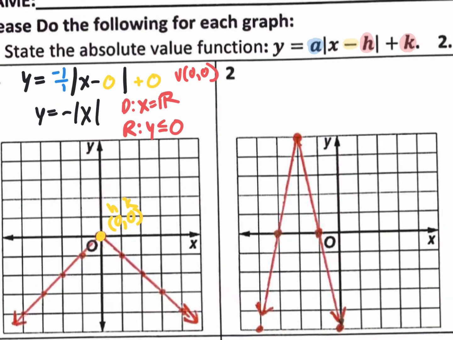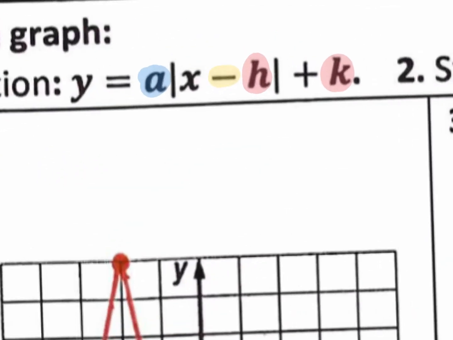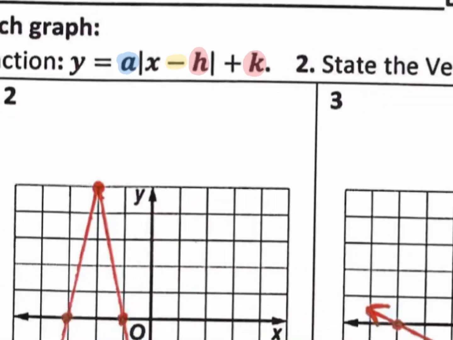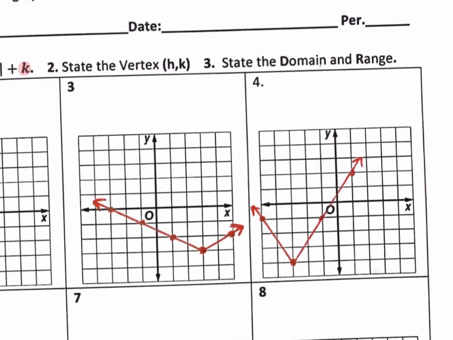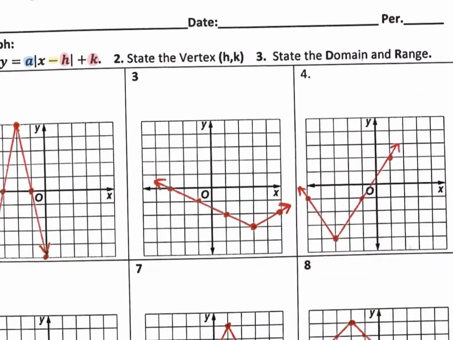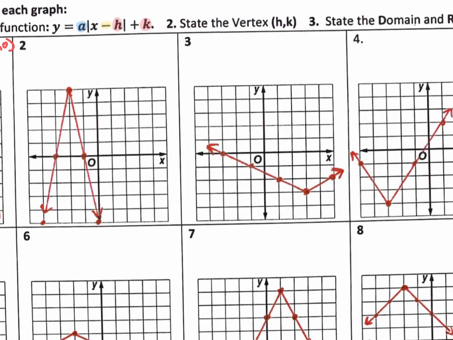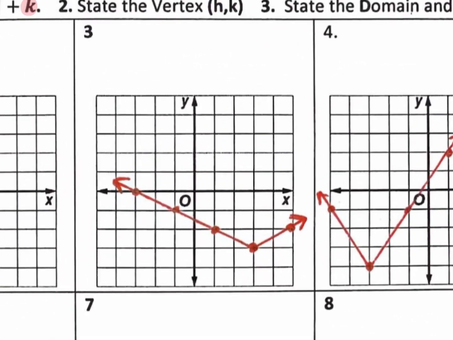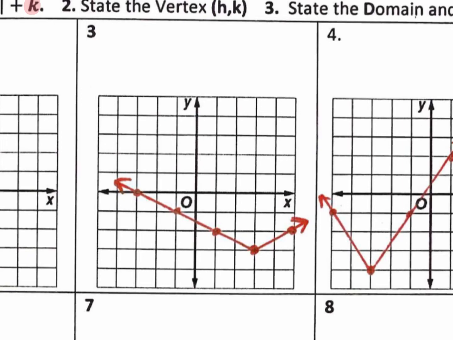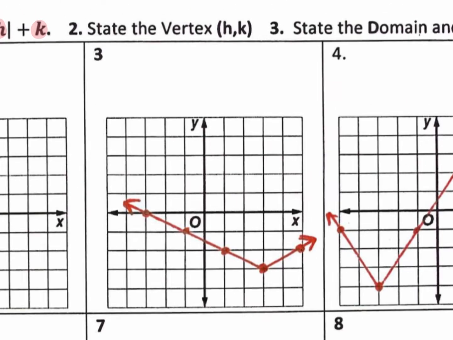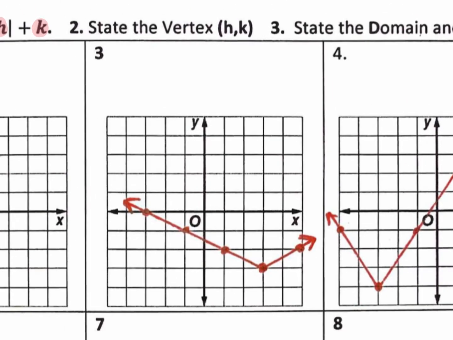Those are all the things that the instructions say. The first thing, write your absolute value equation. The second thing, state the vertex and state the domain and range. So we did number one. Let's jump to number 3. I'm just going to do a couple, and then you guys are going to have class to do the rest of them. By the way, the solutions are posted on Google Classroom, so as you're doing these, please check your answers there. The last thing you want to do is practice something the wrong way and learn it the wrong way.